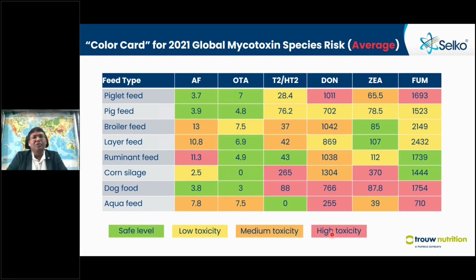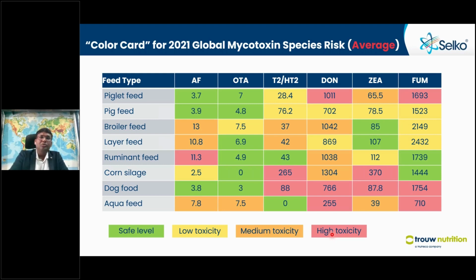If we take the average concentrations of toxins and start plotting our mycotoxin guidance values, you see that piglet feed, for example, is fine for OTA. They have a low toxicity for T2, high toxicity for susceptibility for DON and FUM, and ZEA was about a medium toxicity. So you can see that for various species of animals, dog food, aqua feed, corn silage, ruminant feed. You can see that, right?